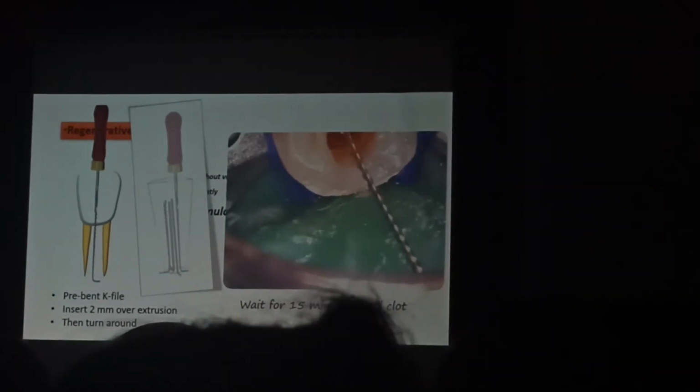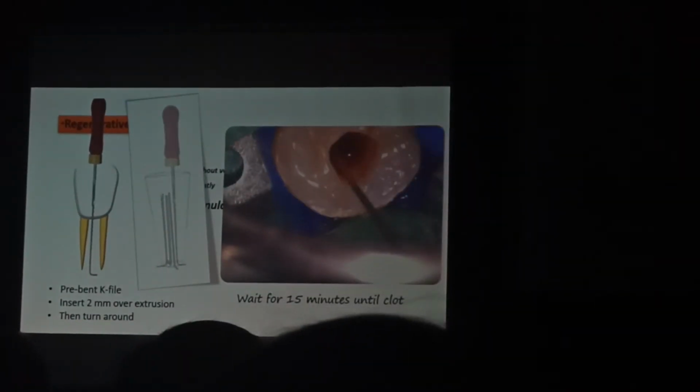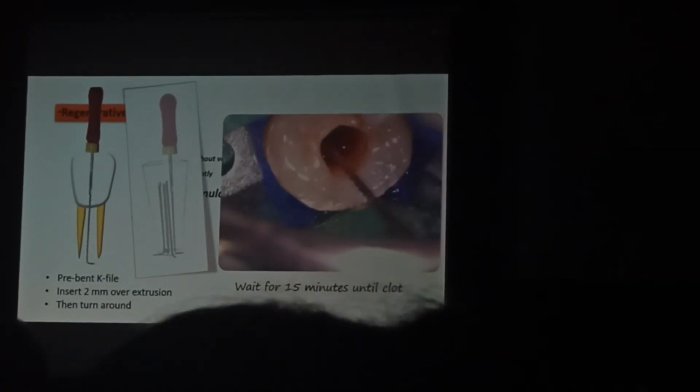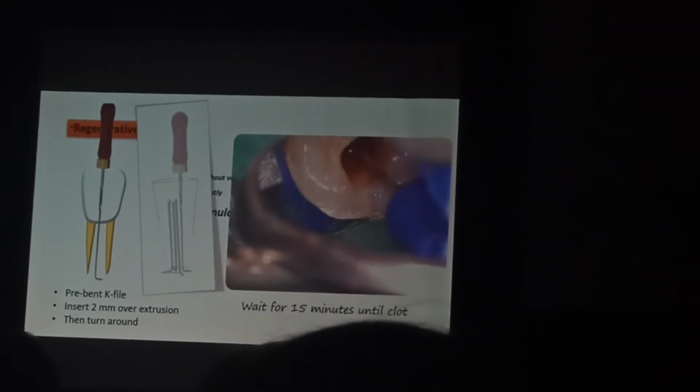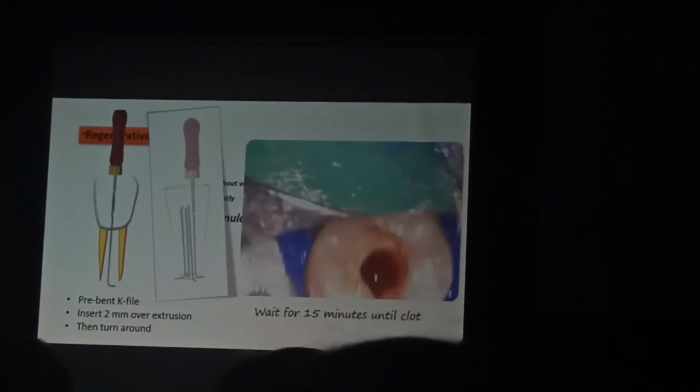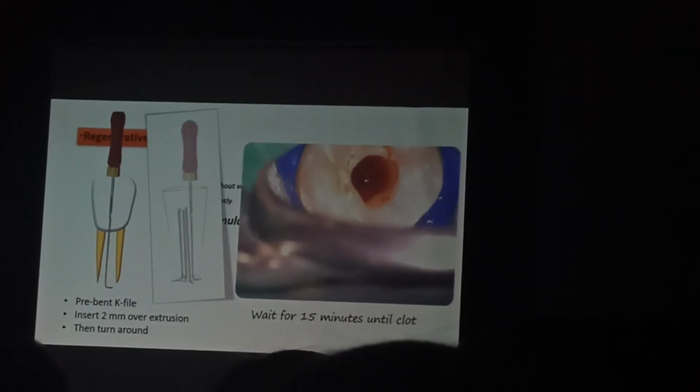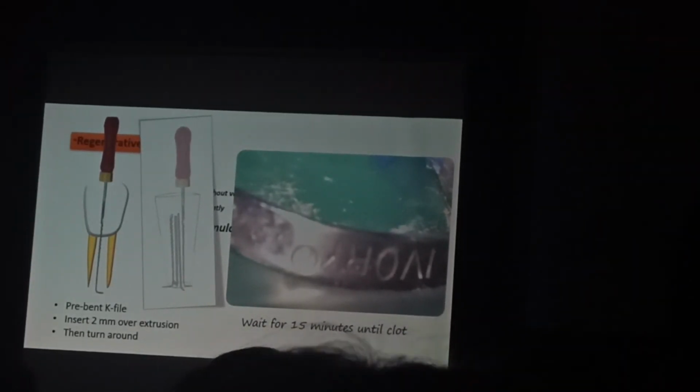We normally use the pre-bent K-file to insert into the root, okay? You have to aim that the file goes past the apex, and then twist, generating some trauma around the root, and then the bleeding is pushed up to the level that you want. Okay, so after that, you just have to wait for the bleeding to clot a little bit, for about 15 minutes.